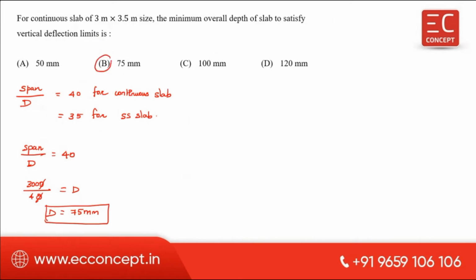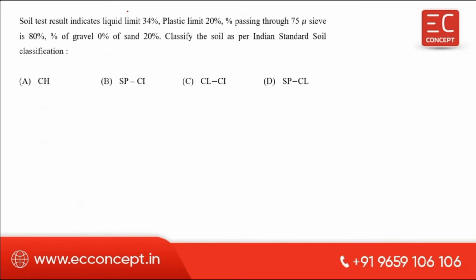Answer is B. Okay. And the next question, the soil test results indicate a liquid limit, plastic limit, and percentage of passing through 75 microns is 80 percentage. See, the percentage of soil passing is 80 percentage, then we can conclude this analysis. Okay, this is not, first of all, a clay soil, so this is the general classification.